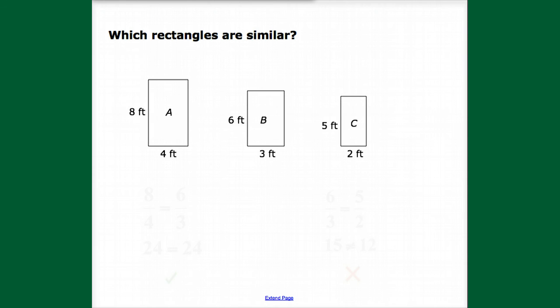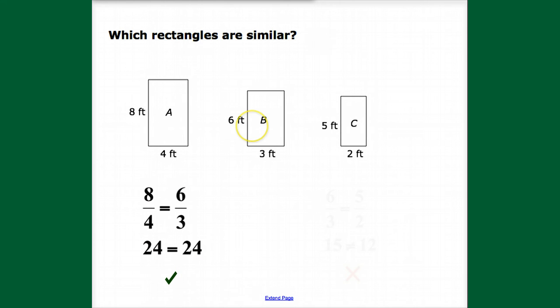So we're going to try and figure out here which ones are similar. So we are going to take the 8 feet and 4 feet from rectangle A, and 6 feet and 3 feet from rectangle B, and we're going to try and see if we set that up in proportion. In fact, those are equal.